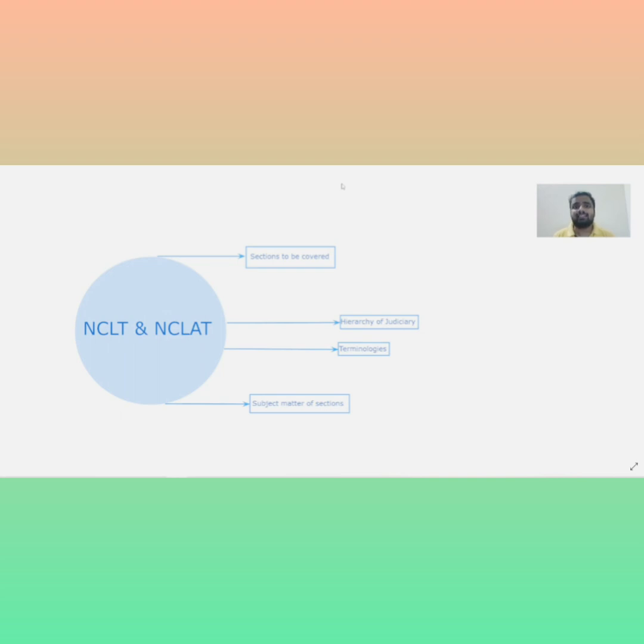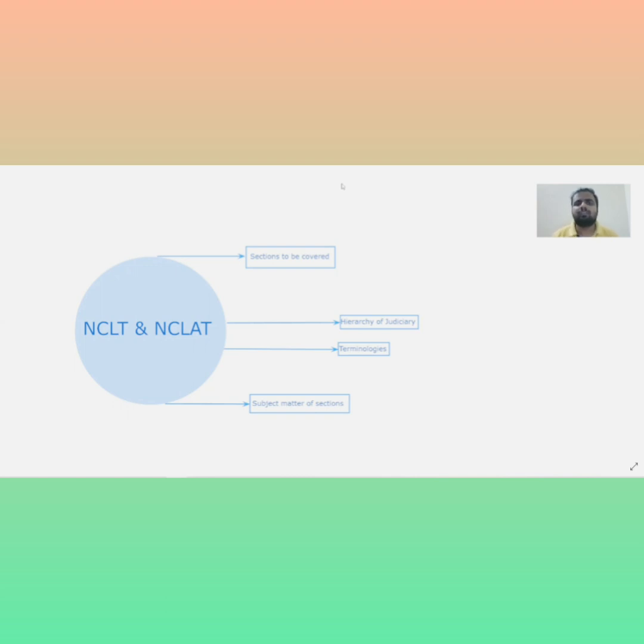NCLT and NCLAT, that is National Company Law Tribunal and National Company Law Appellate Tribunal, are the adjudicating authorities, that is the decision-making authorities for pending cases under provisions of Companies Act 1956, new cases under provisions of Companies Act 2013, and insolvency and bankruptcy code cases under Insolvency and Bankruptcy Code 2016. I hope you have got a light background behind your mind regarding what kind of subject matter we are going to learn in this topic.